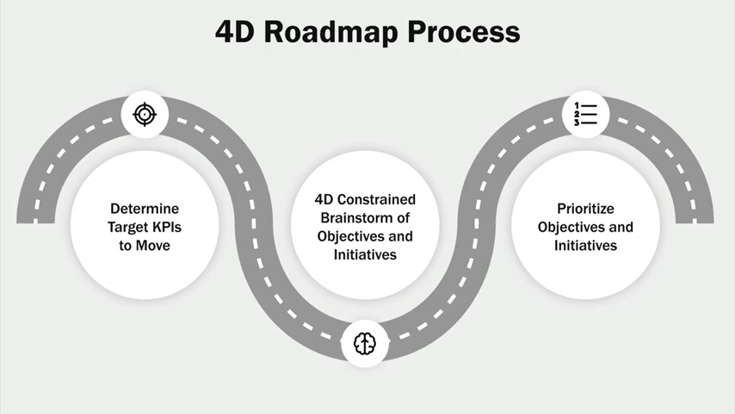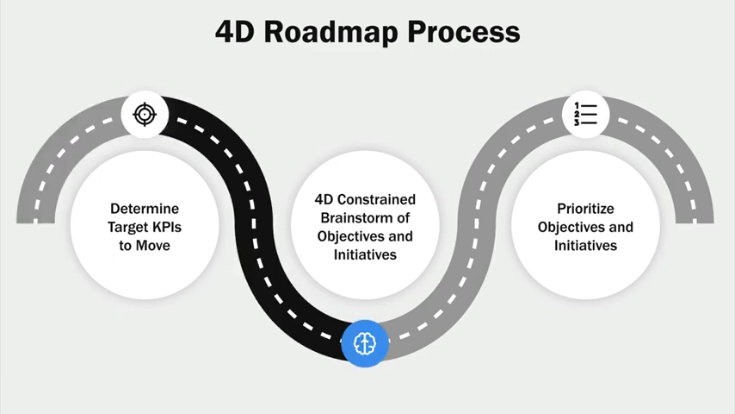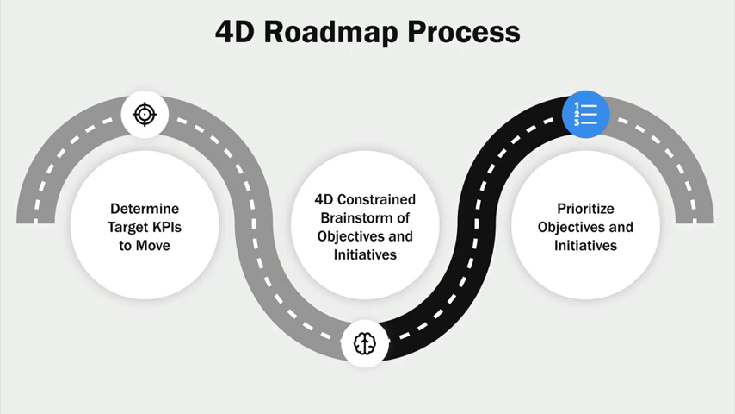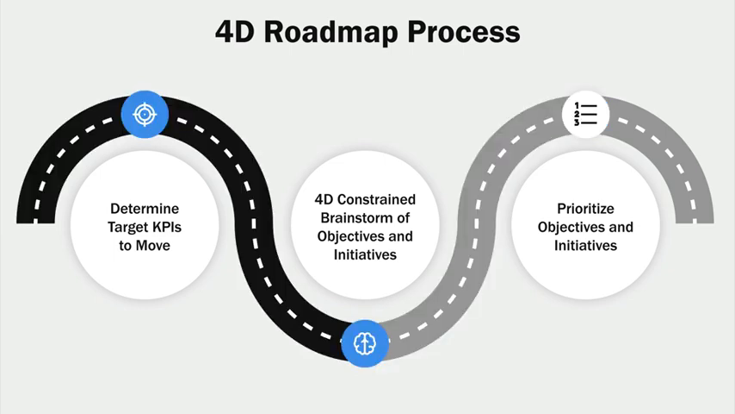Recall that there are 3 high-level steps to 4D road mapping. First, you determine the target KPIs you want to move. Then, you do a constrained brainstorm for objectives and initiatives that move those target KPIs using each of the 4 different lenses. Finally, you prioritize those objectives and initiatives to come up with a concrete roadmap. This lesson will focus on steps 1 and 2.